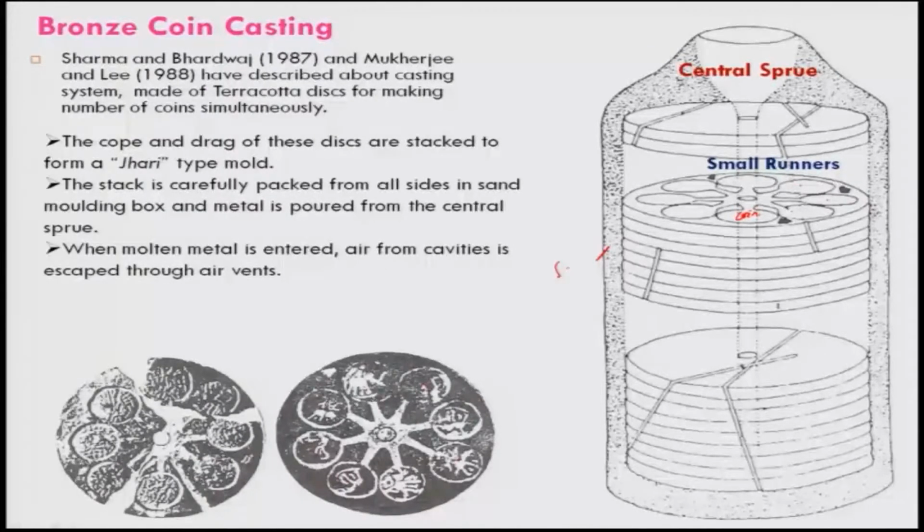This is your sand molding box, and the metal is poured, as I told earlier, through the central sprue, and molten metal enters these places through the runners. When it is entering, it is important that some air vents are provided, such that air from the cavities, these are the cavities, right, will be going out, so that you will get a very good coin without much problem.